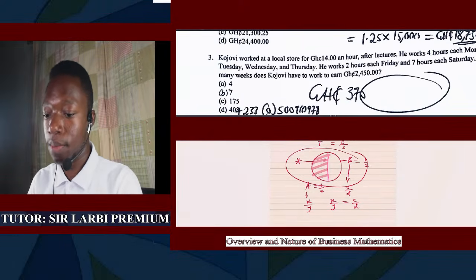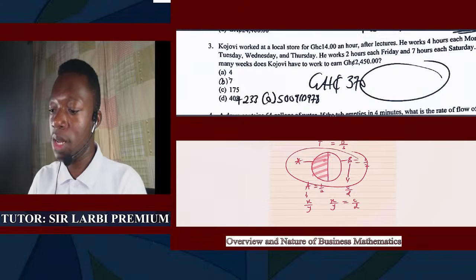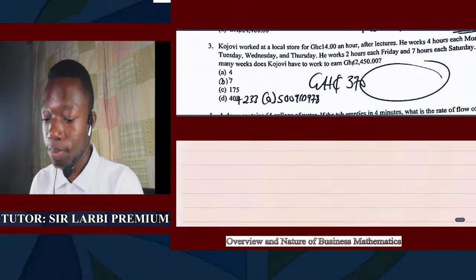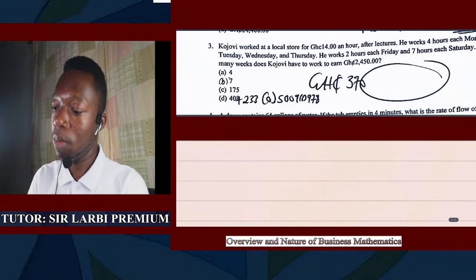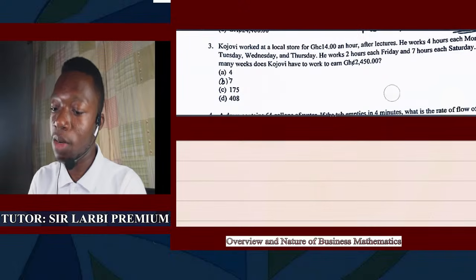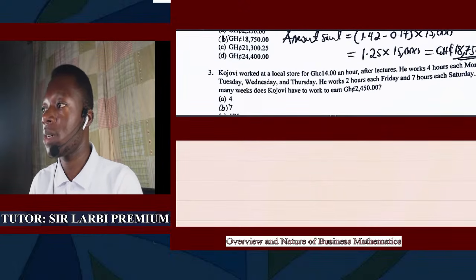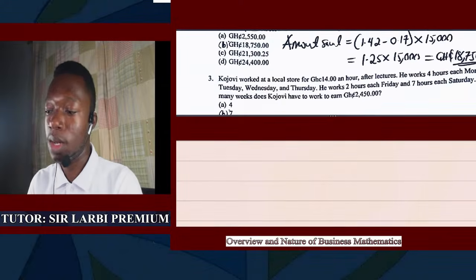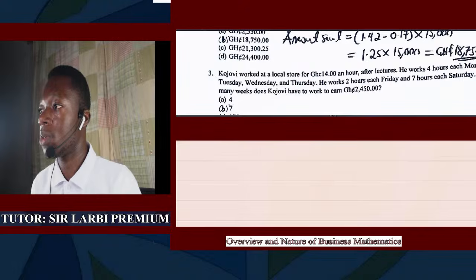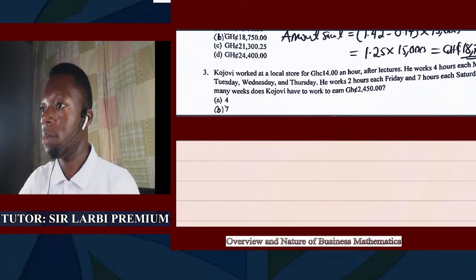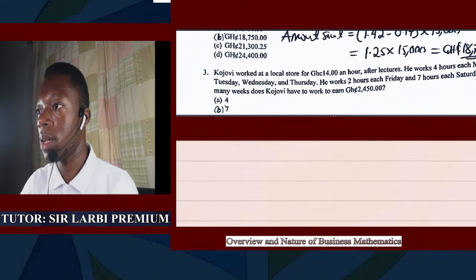So you are moving on to question number 3. But before that, let me bring this up. If you have any question, you can ask so that will help you to understand everything in that line. So let's move on to question number 3. I hope you can see it well. Let me try to do some adjustment here.